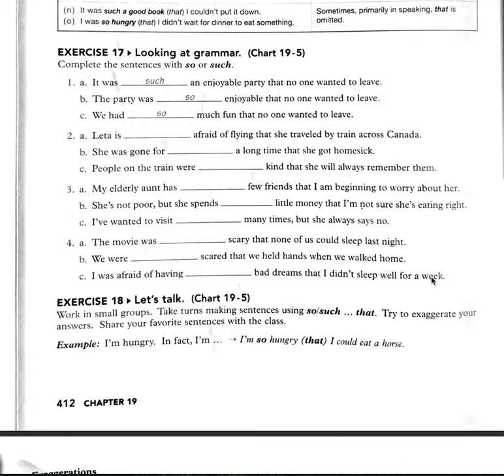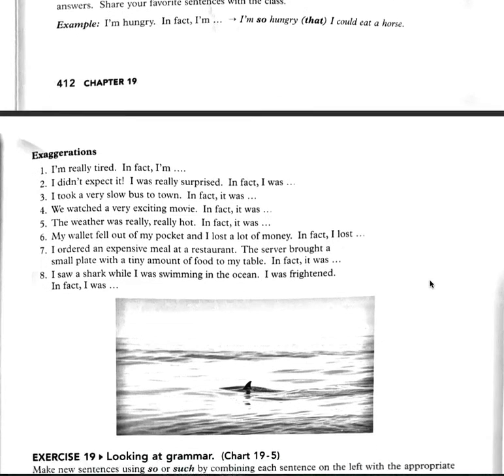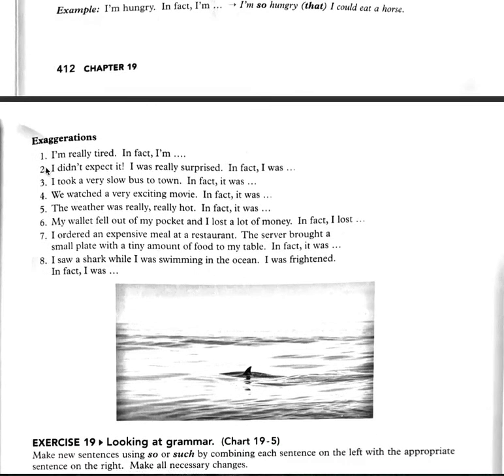Okay? So look at number 1, the example. I'm hungry. In fact, I'm so hungry that I could eat a horse. Well, in reality, no one can eat a whole horse. Okay? I'm so hungry that I could eat a steak. Okay? But not a horse. So let's look at exaggerations of numbers 1 through 8.